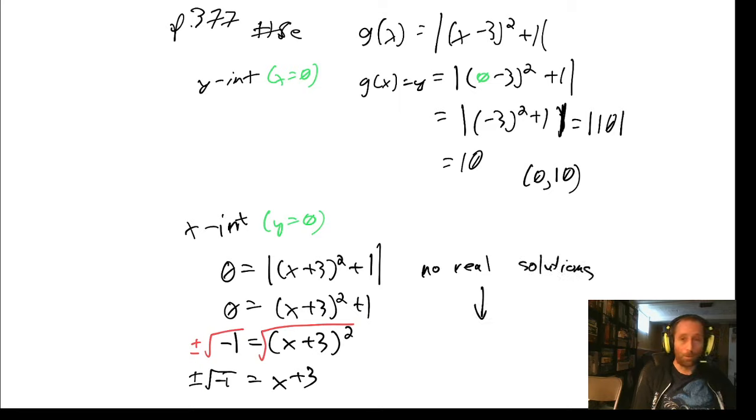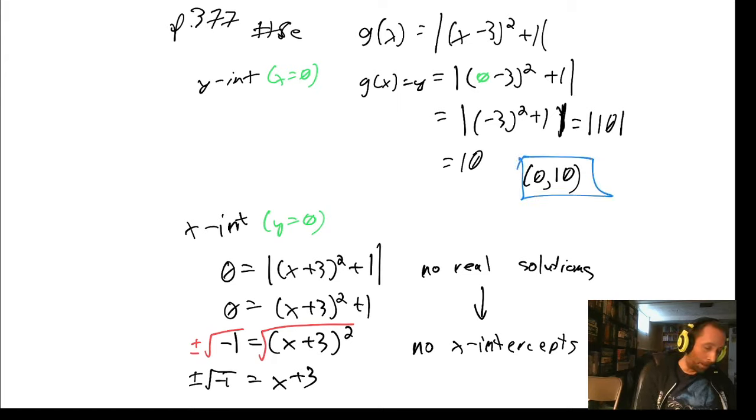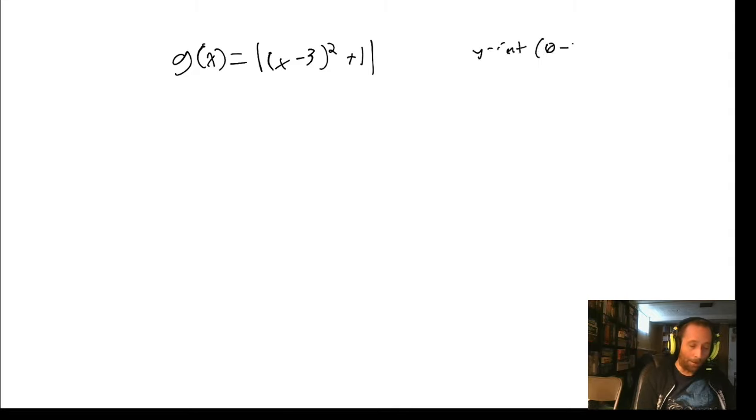What does that mean? Well, we're trying to find the x-intercepts, so we do not have any x-intercepts. So this quadratic does not touch the x-axis. Okay, so stick this in your head for a moment. I'm going to go to a new page. So let's just write down what we have been working on. We have g of x equals absolute value of x minus 3 squared plus 1. We had a y-intercept at 0, 10.